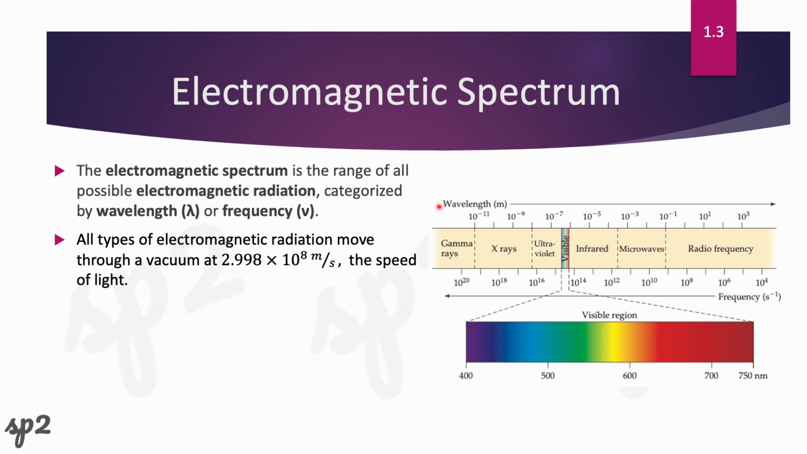And as you can see, the wavelength is at the top. We have the shortest wavelengths here. And then I have the highest frequency, right, for my gamma rays. So let's look at why these two are inversely proportional.